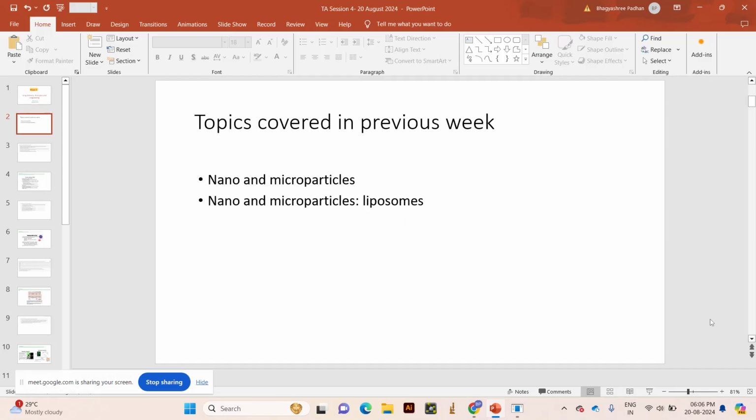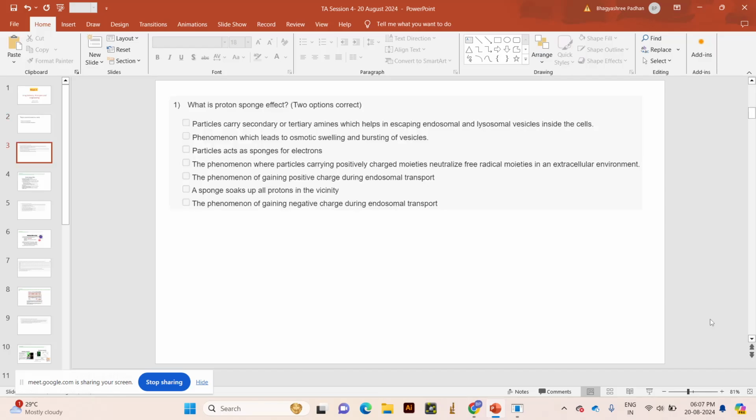So these were the topics that were covered in the previous week. It was basically nanoparticles and microparticles, what they are, how to characterize them, and how to prepare the nanoparticles and microparticles, all those things, including liposomes. So I have some previous year questions regarding this topic, and we'll solve them one by one. Here is the first question.